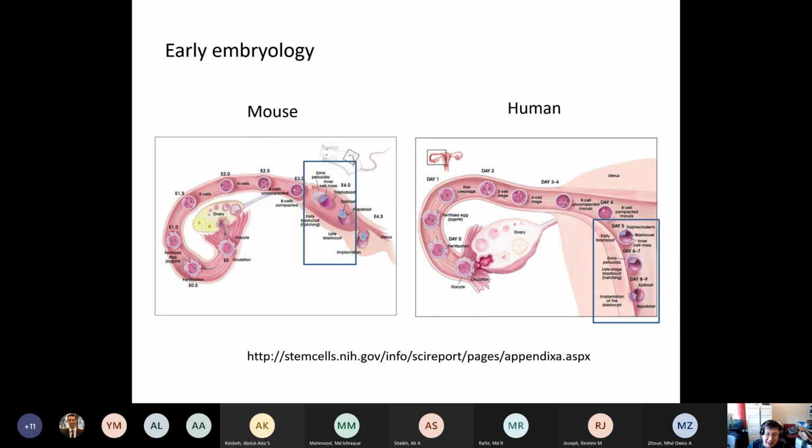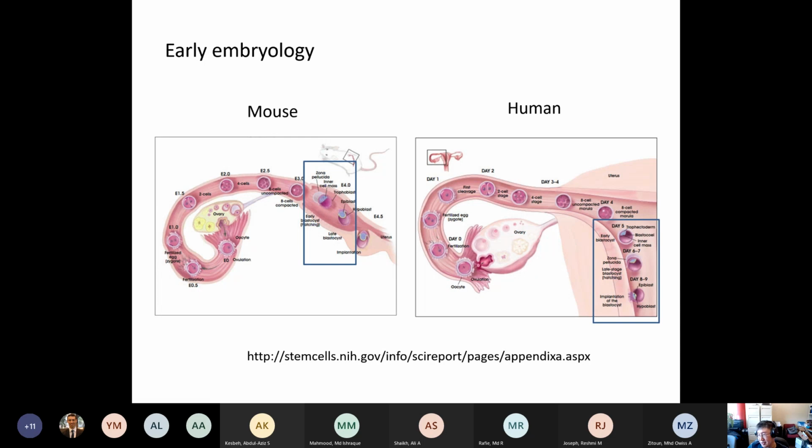So now, because both are haploid, that means they have only one N. For human, that's 23 chromosomes, right? Now, after fertilization, they have 46 chromosomes. So that's fertilization. In mouse, we call this E0.5.